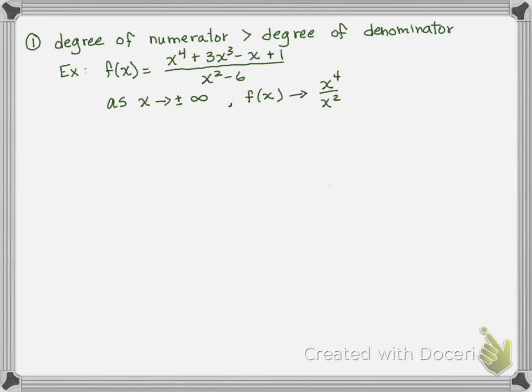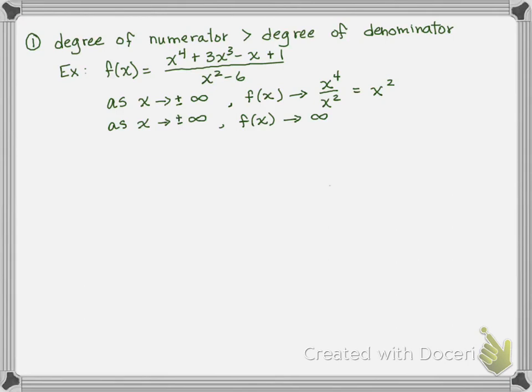Good. This simplifies to x squared. And what happens to x squared when x gets really, really big? If you plug bigger and bigger numbers into that, if you square bigger and bigger numbers, what do you get? Bigger and bigger numbers, right? So as x approaches plus or minus infinity, f of x approaches infinity. In this case, it can't approach negative infinity because x squared is always positive, right?